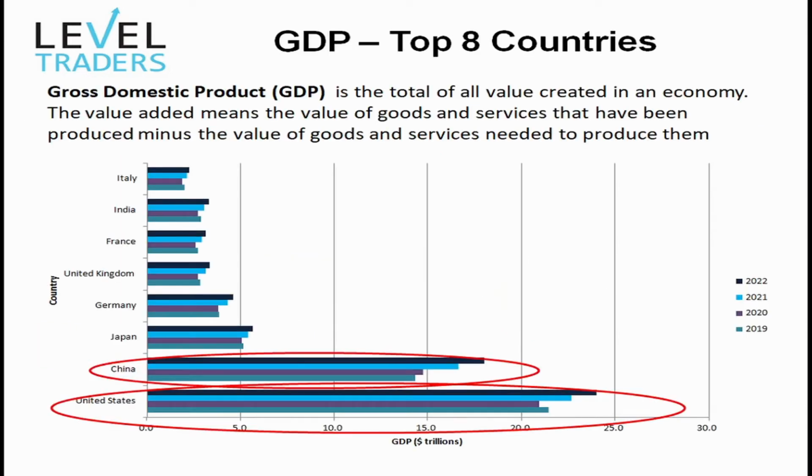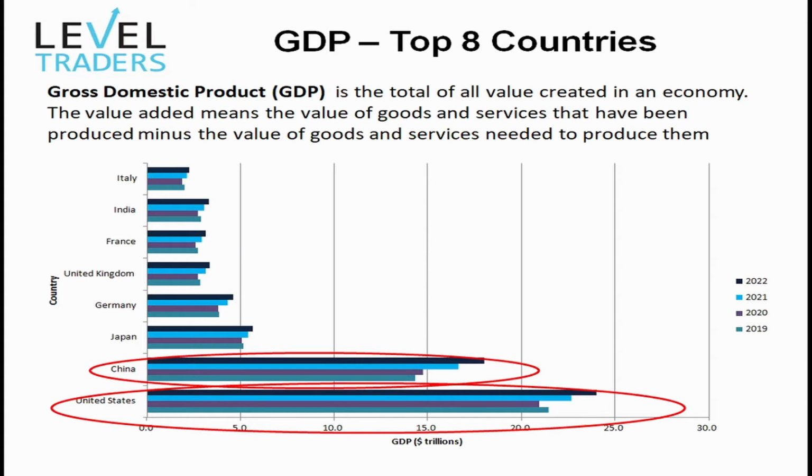So you may have noticed I mentioned the term GDP quite a lot in the previous chart that we looked at. Now, for those that don't know, GDP is simply the total of all value created in the economy. By value added, I mean the value of goods and services that have been produced minus the value of goods and services needed to produce them.